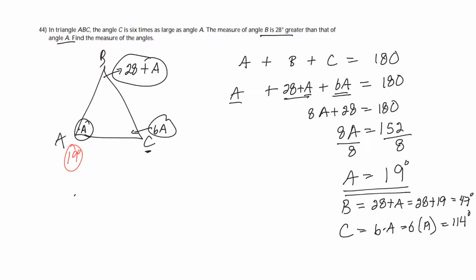Now to see if we're correct, we just add those all up. So 114 plus 19 plus 47. See what happens. 4, 9, 13 plus 7 is 20. Carry 2, 2, 3, 4, that's 8. Yeah, 180. Yep. Okay, so your three angles, 19, 47, 114.